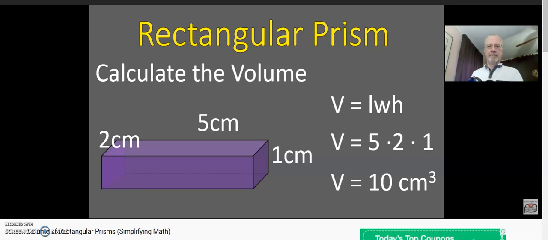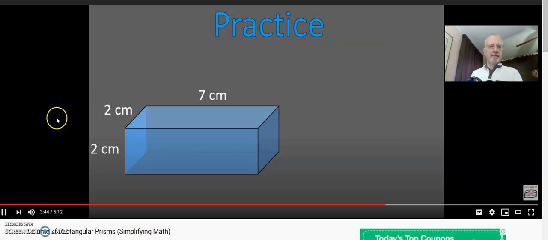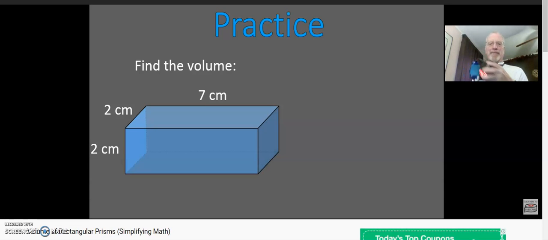Now that I've shown you, it's time for practice. I'd like you to go ahead and pause the recording, try and find the volume. Haha, look at that. We paused the recording. You didn't even have to pause. All right. Go ahead and type your answer into question answer chat. Volume of this rectangular prism. Go ahead and calculate the volume using the equation. I'll even give you the equation this time.